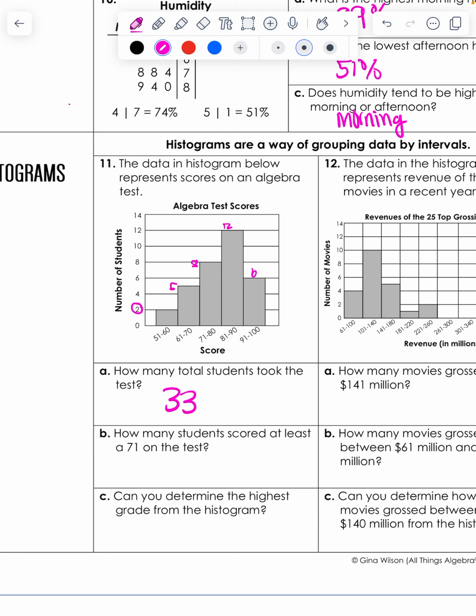How many students scored at least a 71? So these scores are 71 to 80, and then all of the above, 8 plus 12 is 20, plus 6 is 26. And then can you determine the highest grade from the histogram? No. Histograms do not give you the highest or lowest grade because it tells you always an interval. Like we know that 2 students got between a 51 and 60, but we don't know what those 2 students exactly got. We know 6 students got between a 91 and 100, but we don't know what each student actually got. So you can't tell that information from a histogram.